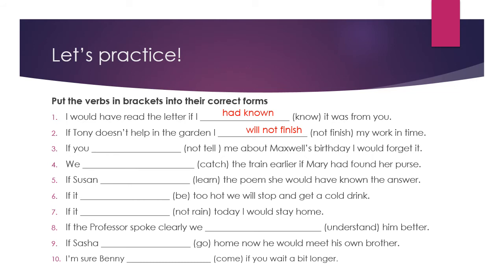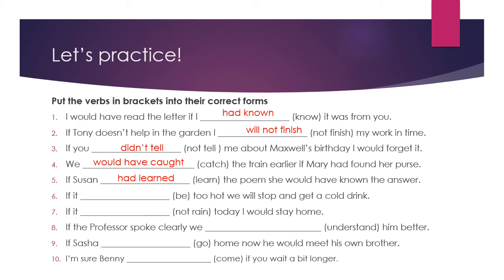So, and this is the second conditional, and we use the past simple in the if clause. If you didn't tell me. Sentence number 4: we, the space, the train earlier if Mary had found her purse. This is the third conditional, so we use would plus have plus participle, would have caught. Sentence number 5: if Susan, the space, the poem, she would have known the answer.